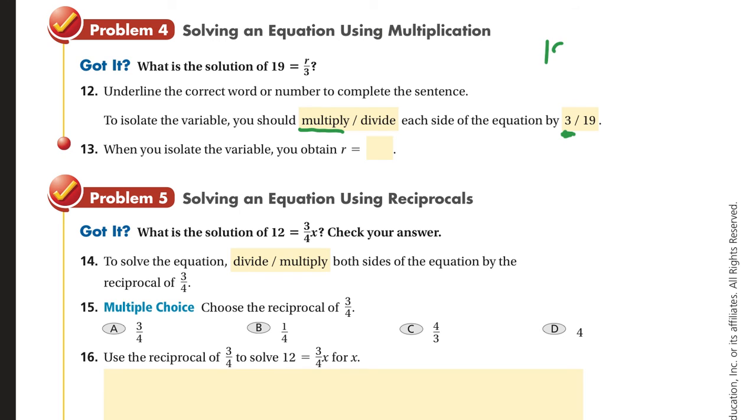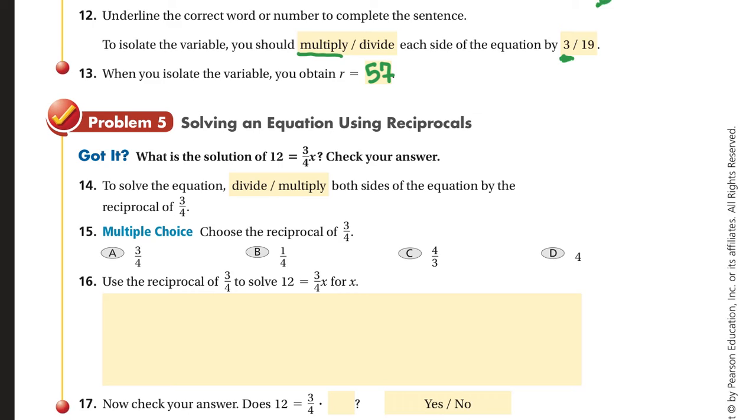So in this equation, I'm going to write it to the side, r divided by 3. I multiply both sides by 3. 3 gets eliminated. R ends up being 19 times 3, which is 57, which is my solution.